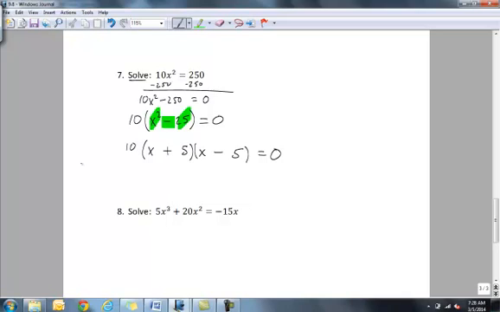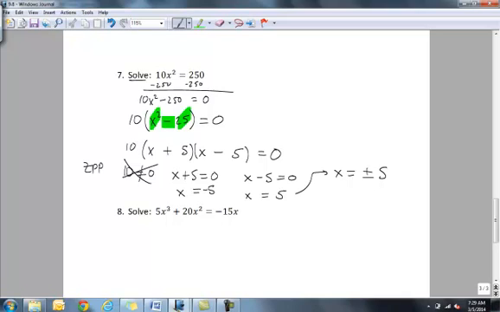So we're going to use the zero product property, which tells us that we need to set each factor equal to 0. So my first factor is 10, but 10 does not equal 0, so that's not one of my answers. But x plus 5 could equal 0, so could x minus 5. So my final answers will be x is equal to negative 5, and x is equal to positive 5. Of course, if you remember, you can write this answer as plus or minus 5.